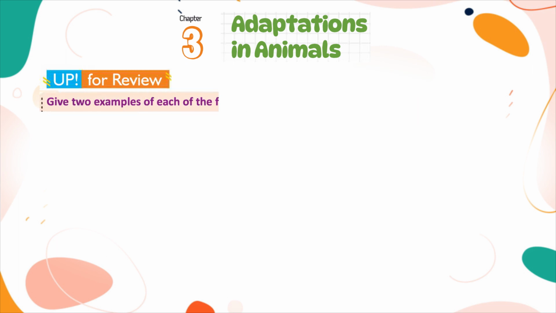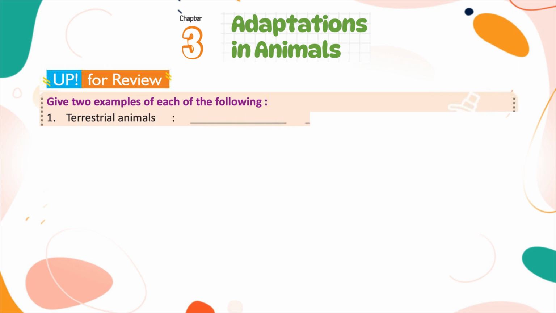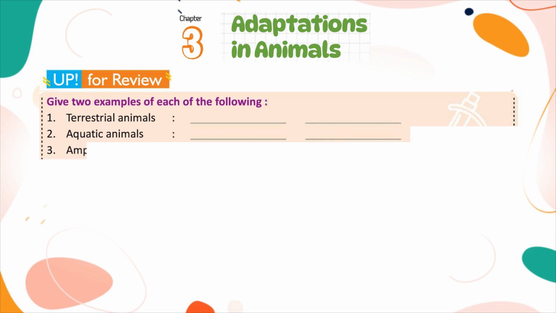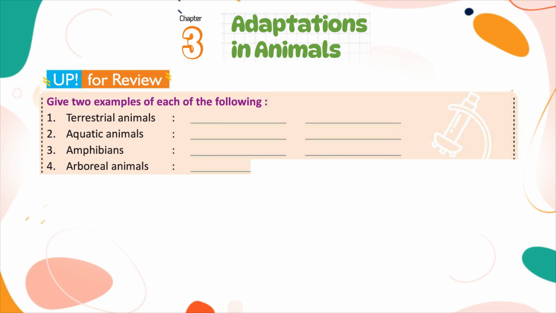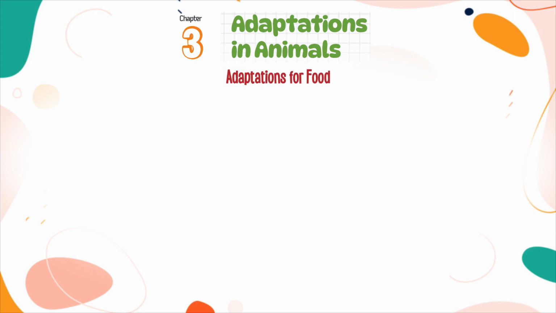Up for review. Give two examples of each of the following. Number one, terrestrial animals. Number two, aquatic animals. Number three, amphibians. Number four, arboreal animals. Number five, aerial animals.